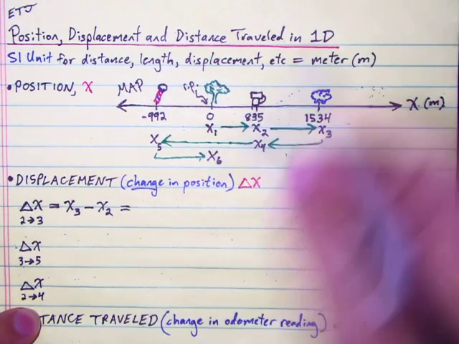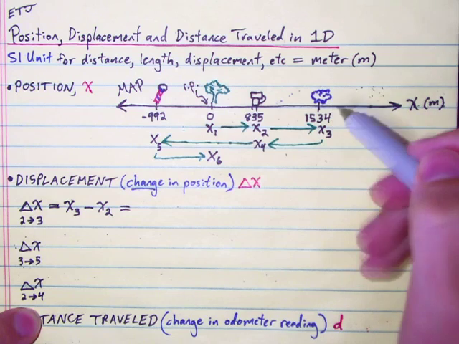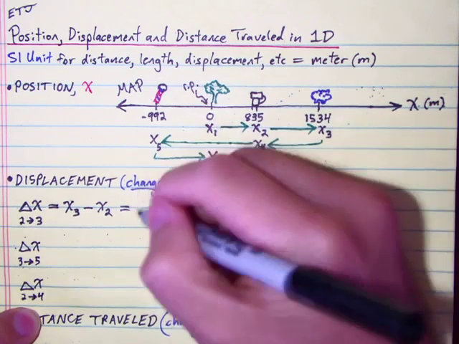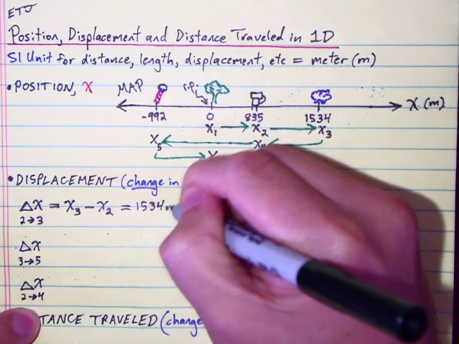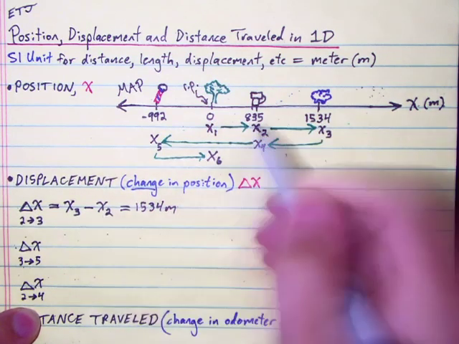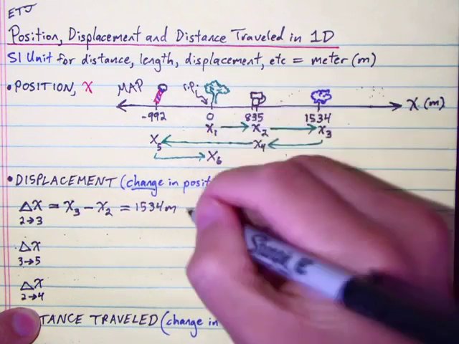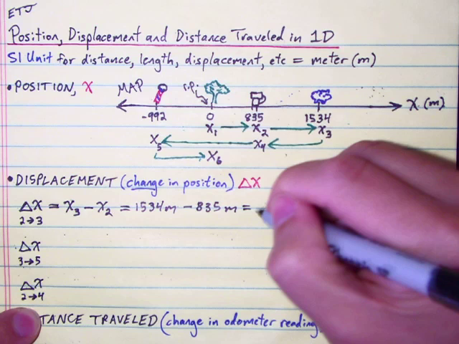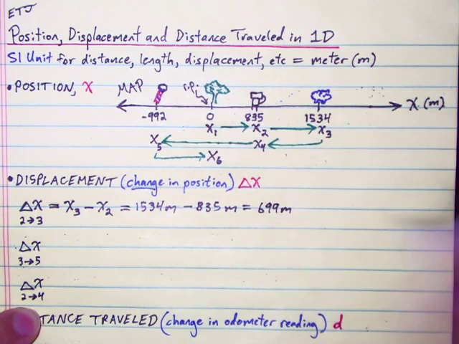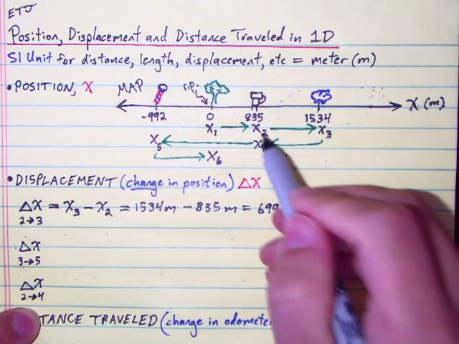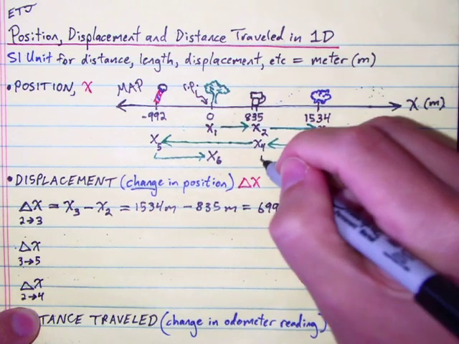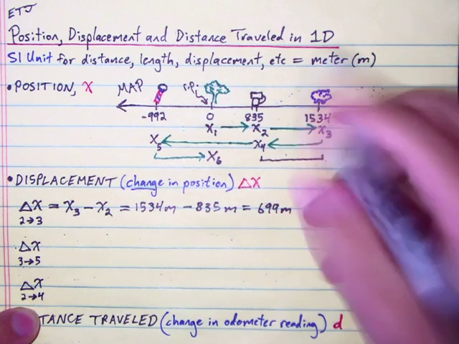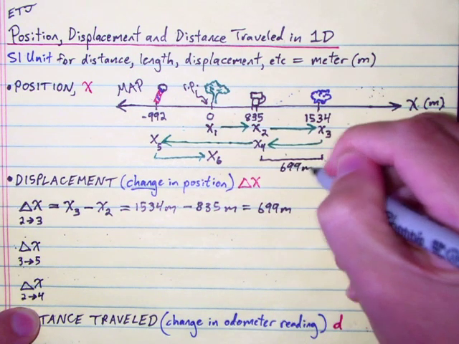So his position at event 3 when he gets to the petting zoo is 1534 meters to the right of our reference point. So 1534 meters in the positive x direction. His position at event 2 was that 835 meters in the positive x direction. So the difference between those two is a positive 699 meters. That was his change in position between events 2 and 3. Let's, for future reference, mark on our map that the distance between these two events is 699 meters.